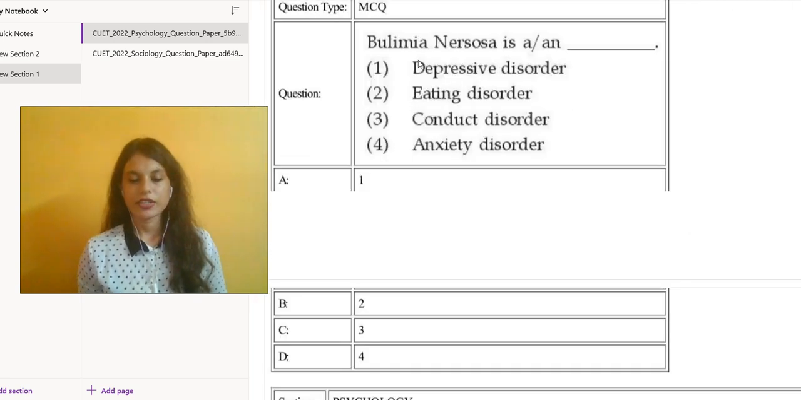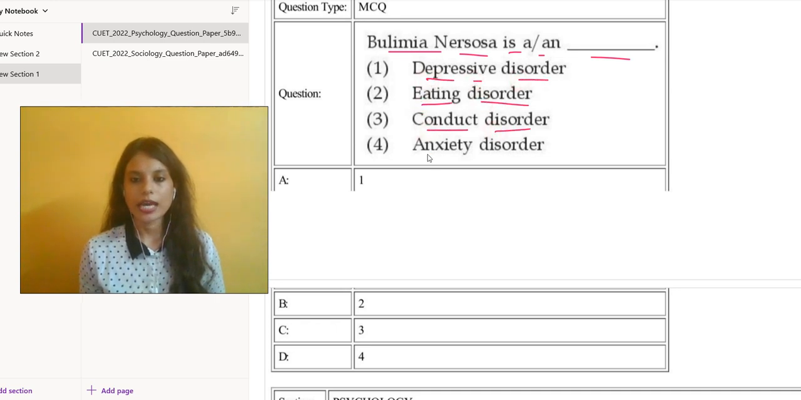So our next question says, bulimia nervosa is a or an dash. Options include depressive disorder, eating disorder, conduct disorder, and anxiety disorder. So among all these, the correct option would be eating disorder. So yes, we are going with option B, that is number 2. Moving over to the next question.